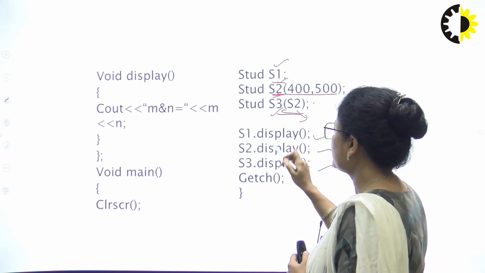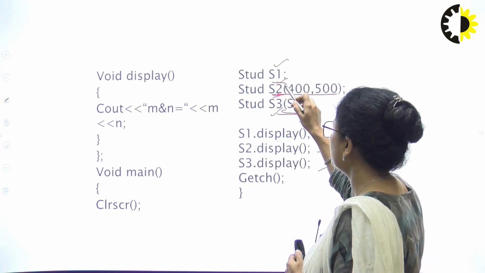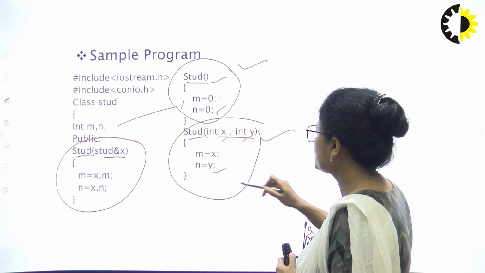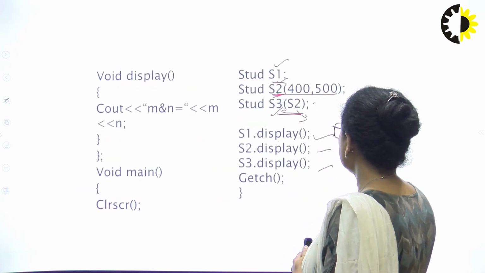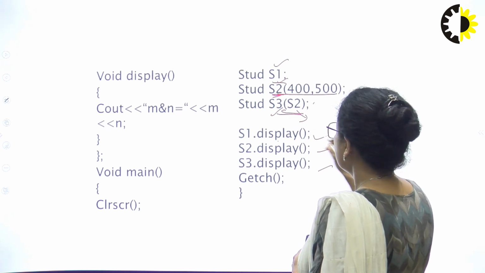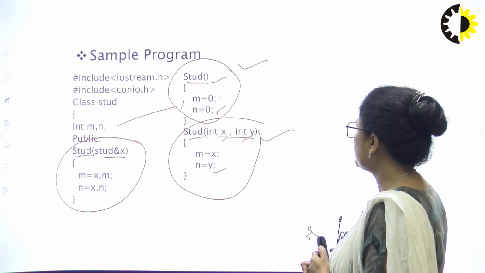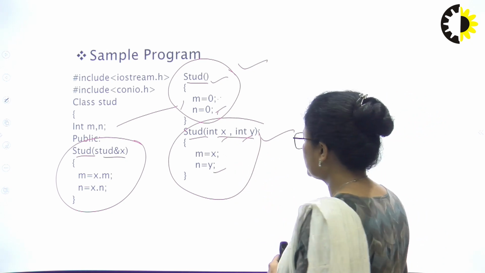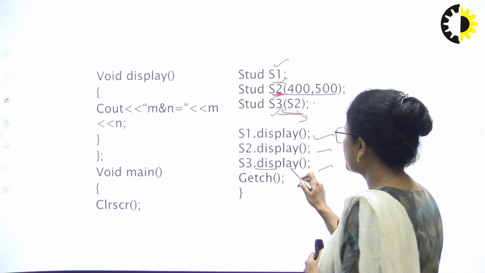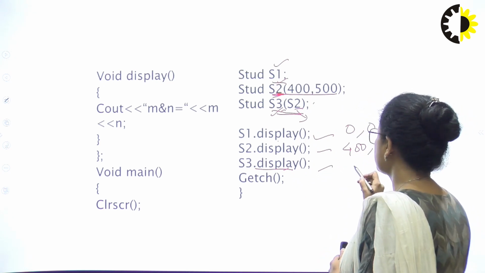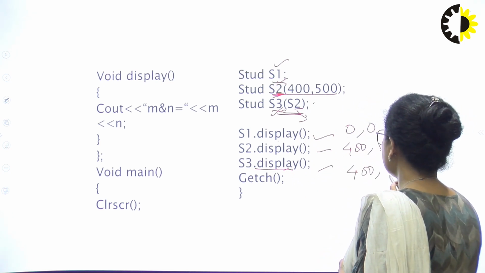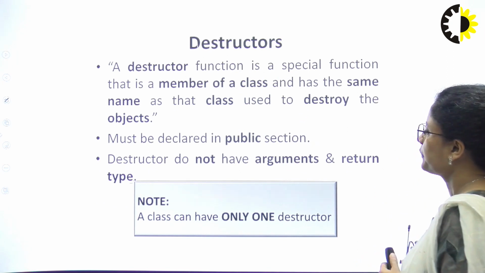So when you go for S1 display, if you remember, it is set to 0, 0, so the M and N values will be 0, 0. Here the values will be 400 and 500, because in S2 we are passing the parameters X and Y, which set the values of M and N. And in S3 you are copying the values of S2 and displaying S3, so it will display 400 and 500.